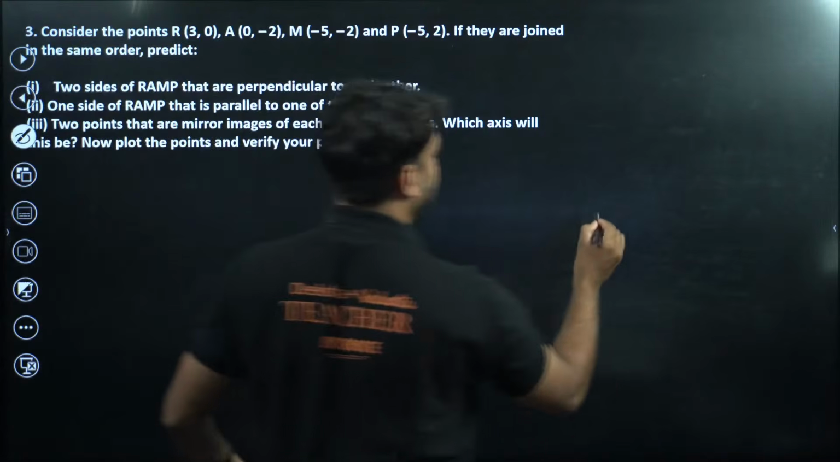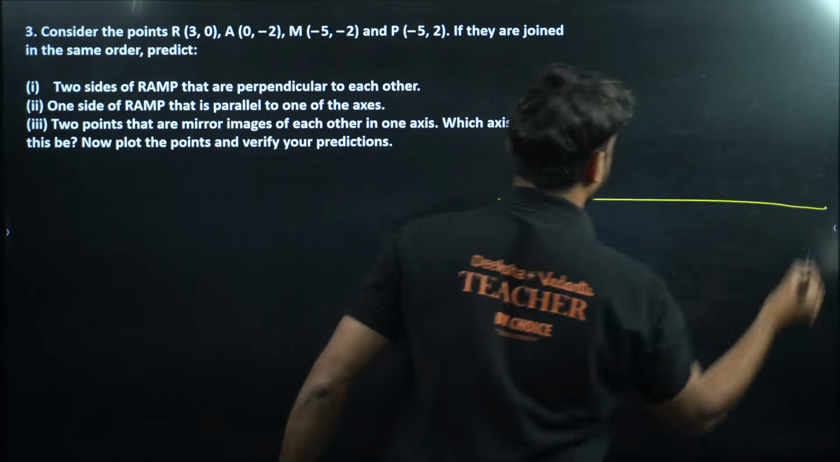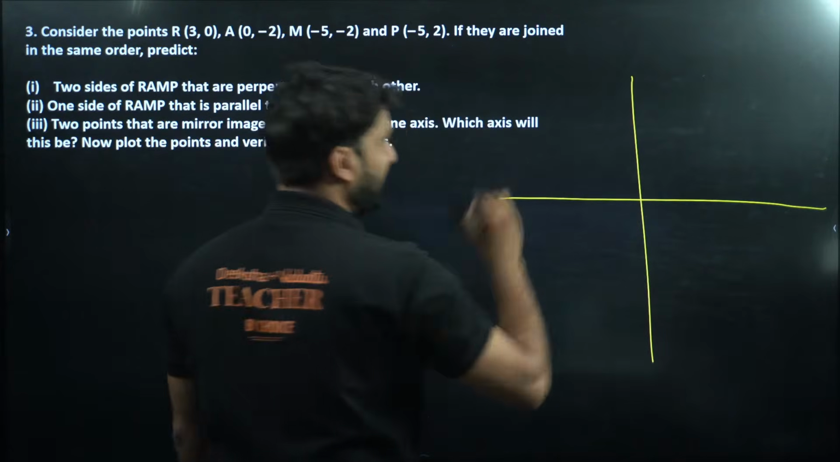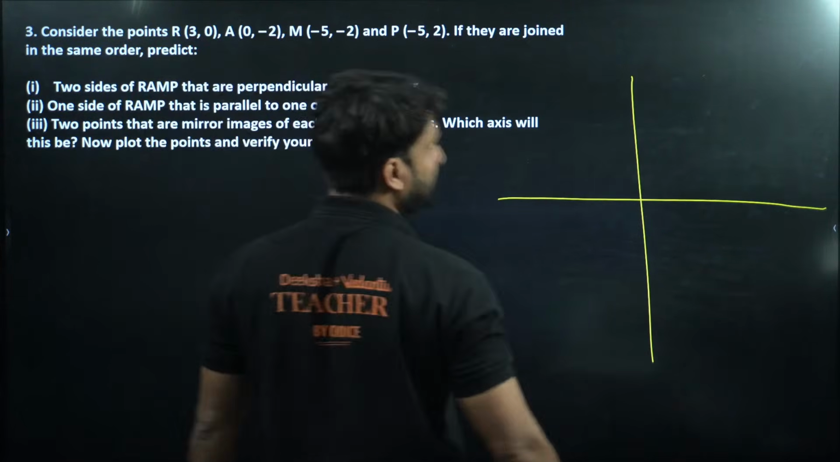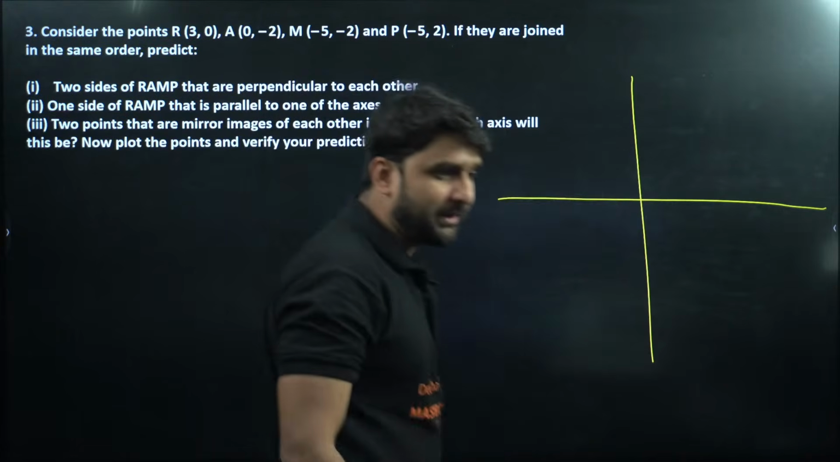Okay, so I'm drawing the diagram here at this side. X-axis, y-axis. Okay, so thank you so much. Thank you, Nabanita. Very good.